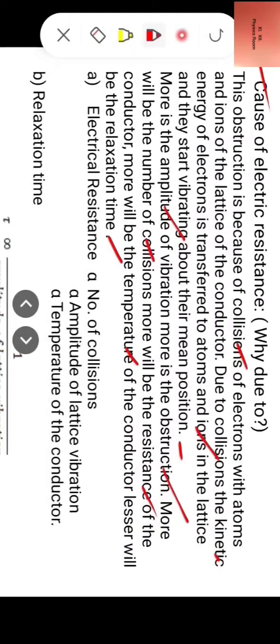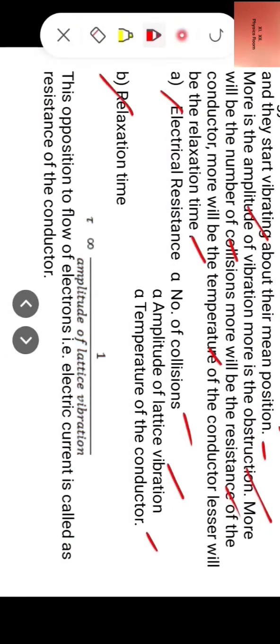So mathematically we can express electrical resistance directly proportional to number of collisions, directly proportional to amplitude of lattice vibration, directly proportional to temperature of the conductor. And relaxation time, tau, is inversely proportional to amplitude of lattice vibration. This opposition to flow of electrons, that is electric current, is called as electrical resistance of the conductor.